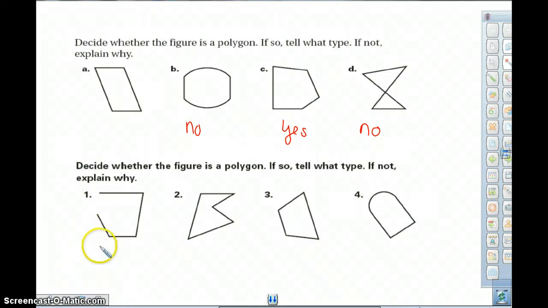Number 1 is going to be no because it's not closed. 2 can be yes because everything's closed, everything has a vertex, everything is straight lines. 3 is yes, everything's straight lines, everything has a vertex, everything is closed. And 4 is going to be no. Biggest reason is because of that curved line right there.